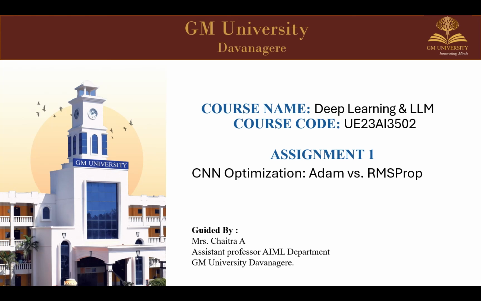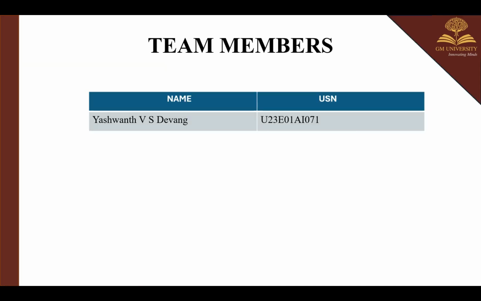So we know that CNN is a convolutional neural network. In this, we are going to compare Adam versus RMSprop, these two optimizers. We are going to compare which is better. Team members: myself Ashwin VS Devang.